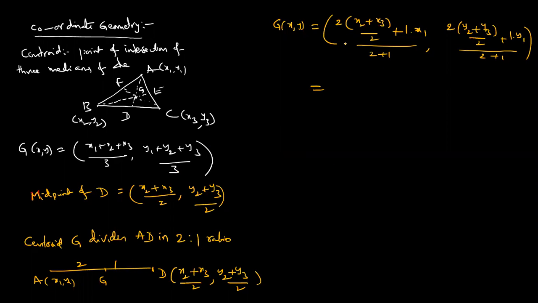So what result is coming? The 2 cancels. As usual, (x1 plus x2 plus x3) by 3, comma, (y1 plus y2 plus y3) by 3. This is the centroid.